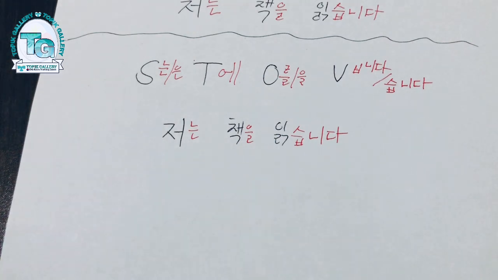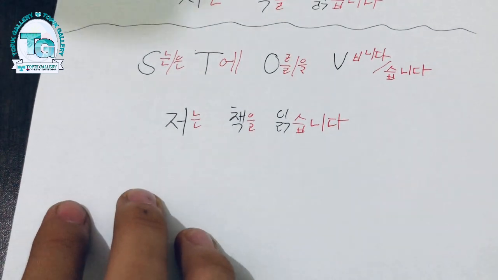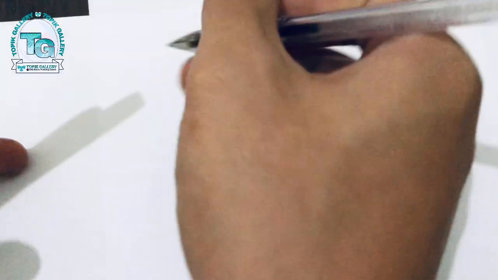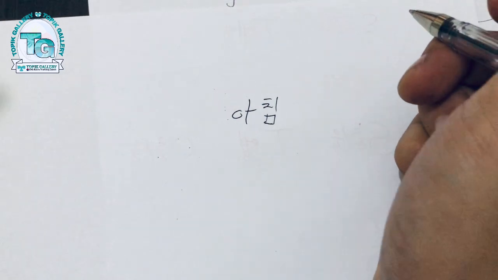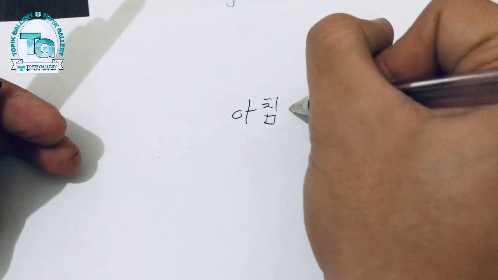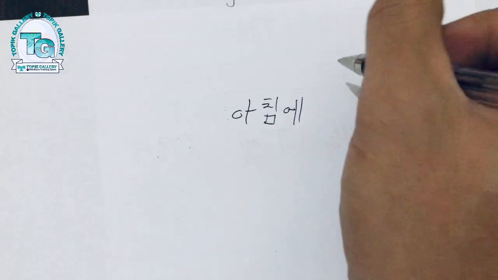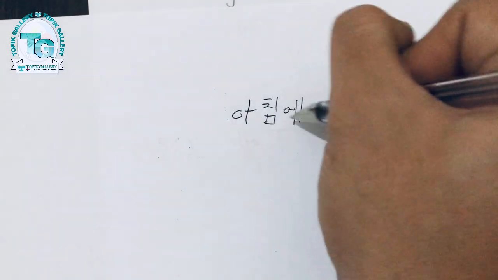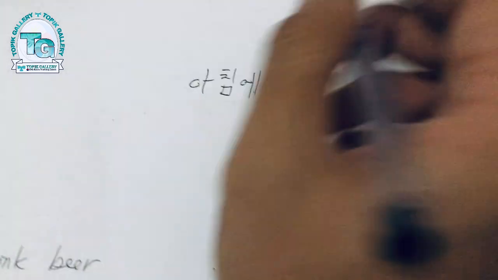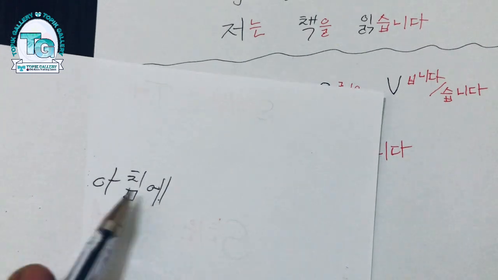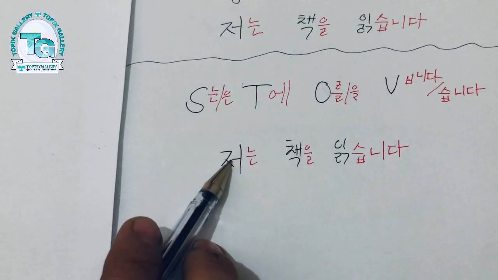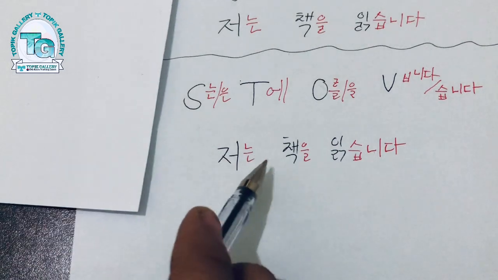Now let's talk about the time first. How do you say "in the morning"? Morning in Korean is 아침. Then you put 에: 아침에. It means in the morning, "sa umaga." Now, where do we put this 아침에? After the subject. So you insert the time here.